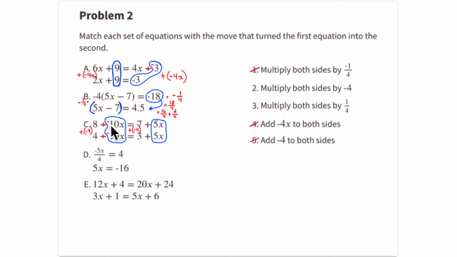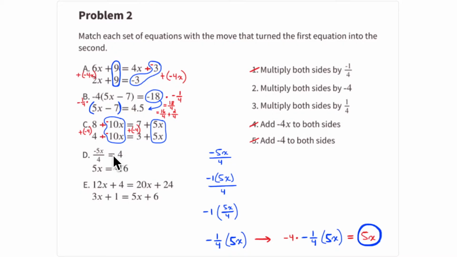Usually you entirely get rid of one of these terms. For example, add a negative 7 to get rid of this 7, but in this case they're just doing part of it. You usually wouldn't do that, but it's okay. They're just showing you a balanced move to get from this equation to this equation. So the answer for C is to add a negative 4 to both sides right here, number 5.